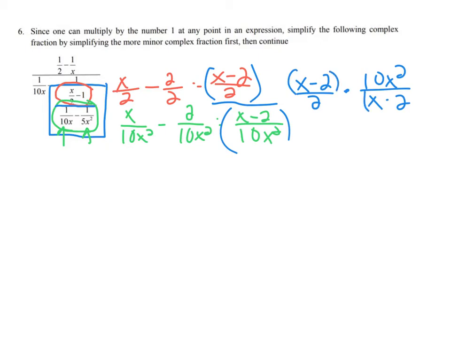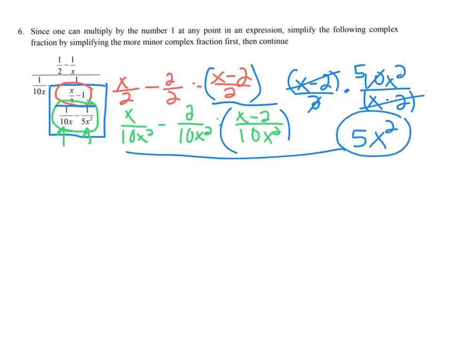If we're simplifying this, the x minus 2's go away, and we're left with 10x squared over 2, which would be 5x squared. So what I have over here, boxed in blue, ends up being 5x squared.